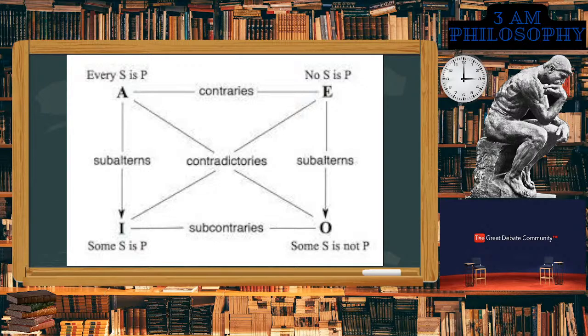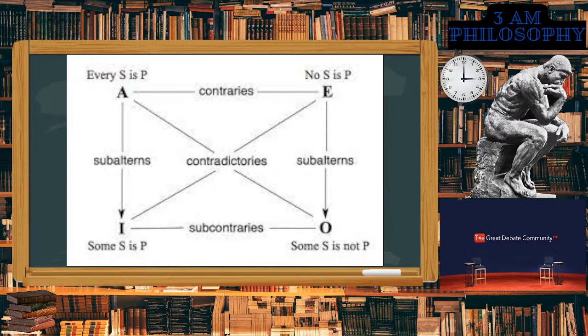So this is how you can work through these relationships, to say, okay, if this is the case, how do these follow? So if A is true, then E is false, I is true, and O is false. And then you can just go through from there. Okay, so what about E? Let's just say E: no dogs are mammals.